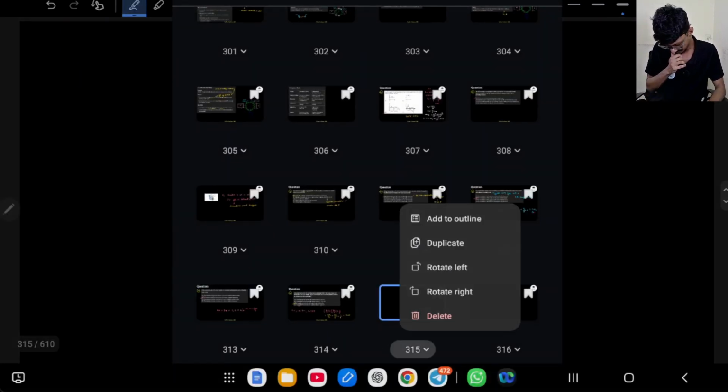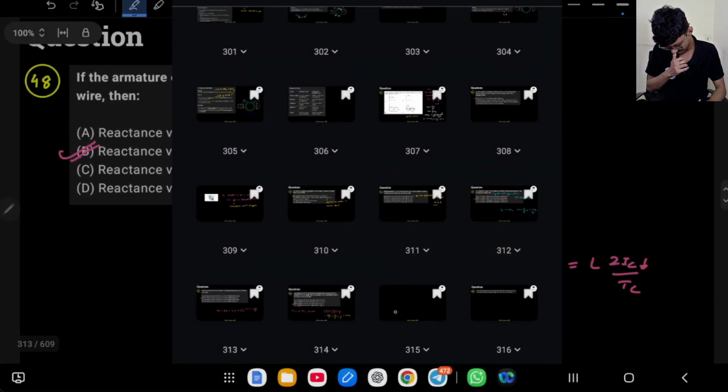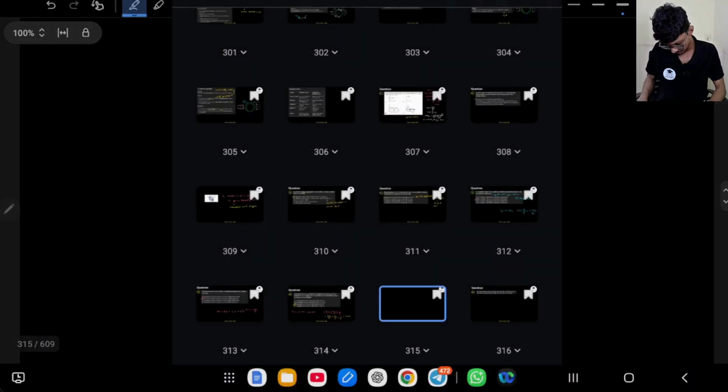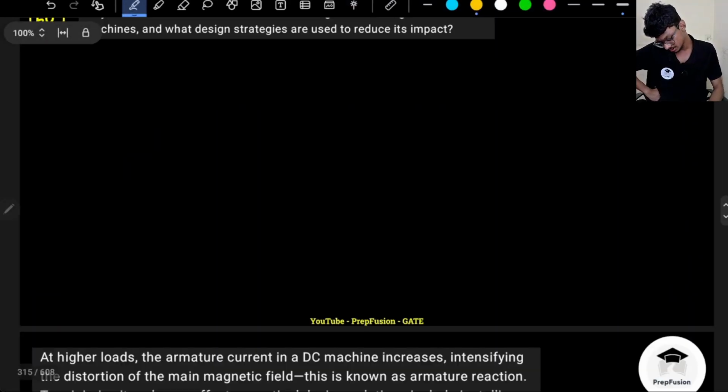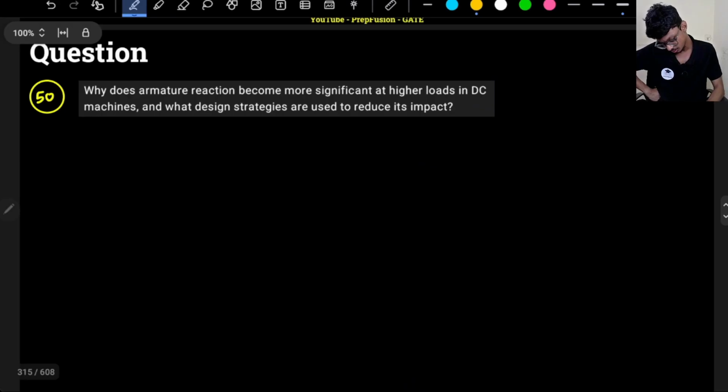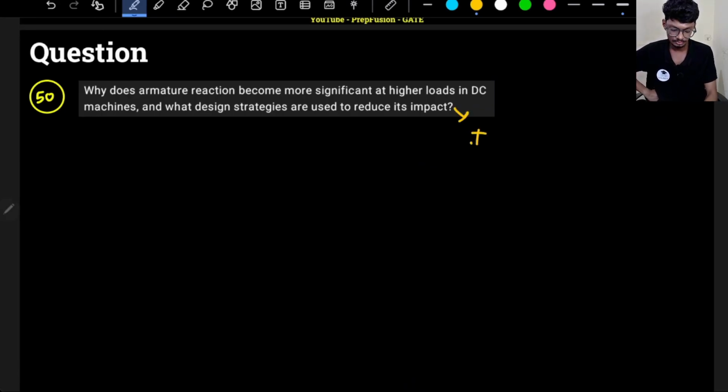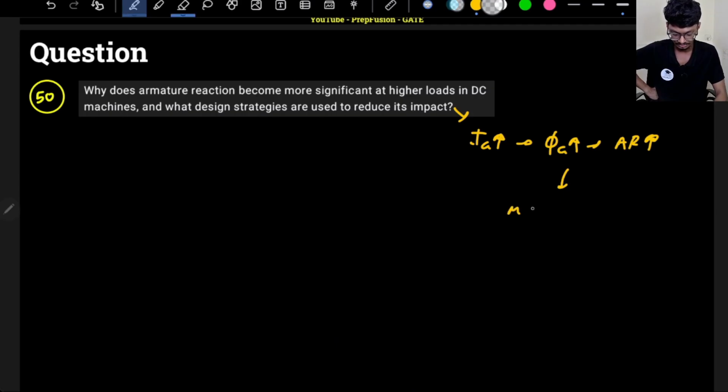Let's now discuss the next question. Why does armature reaction become more significant at higher loads of a DC machine? Because Ia will increase. If Ia increases, the flux phi A will increase, and of course that will increase the armature reaction because the main field flux will be affected more. Okay, it's an interview kind of question, right?